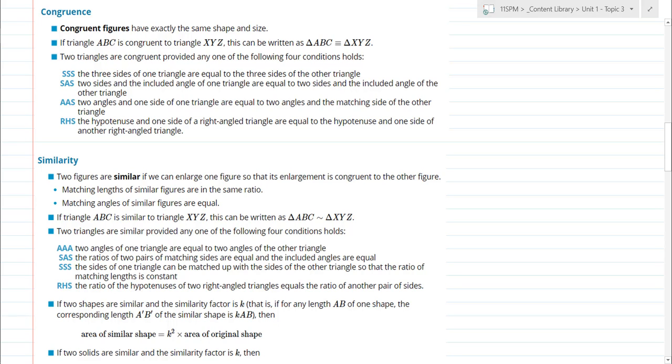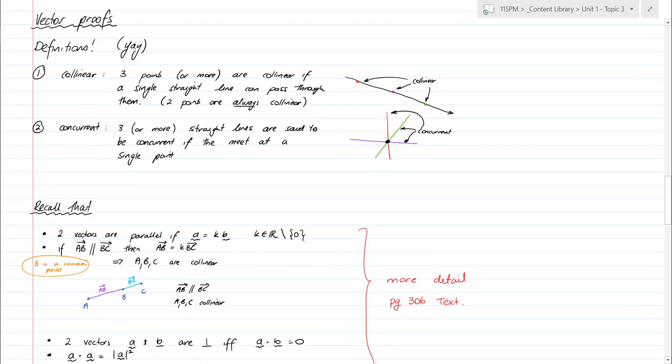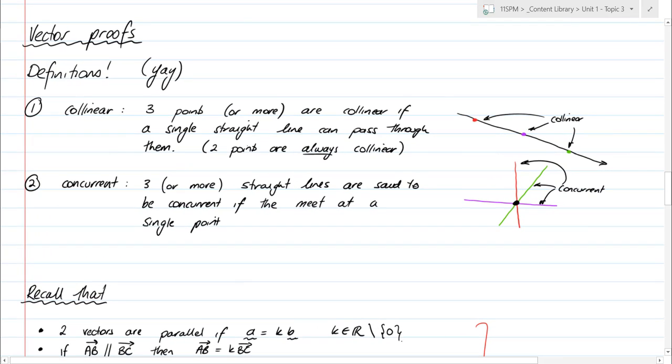Probably the main thing is that congruence implies that they are exactly equal, whereas similarity implies that one is an enlargement of the other. So they're exactly the same shape, but one's been enlarged. So that's the difference between congruence and similarity. So here is the stuff that you will need to know that might be new, it might not be. Two rules first of all.